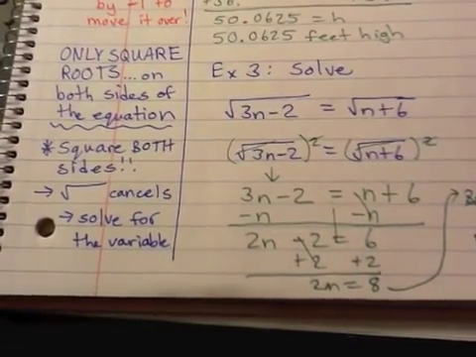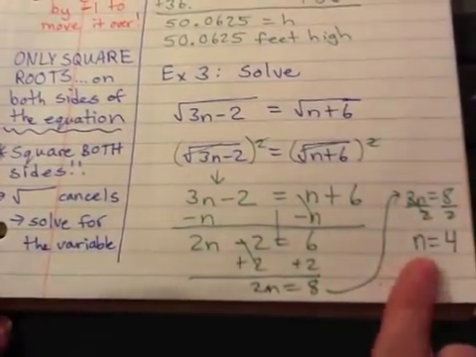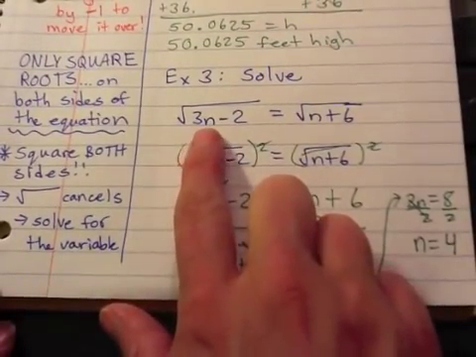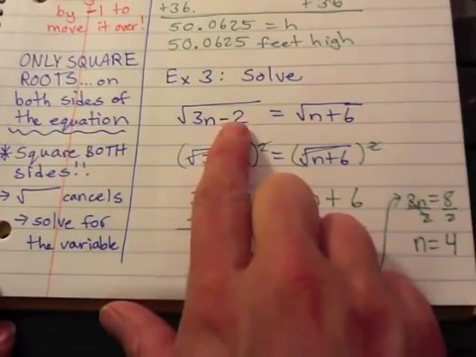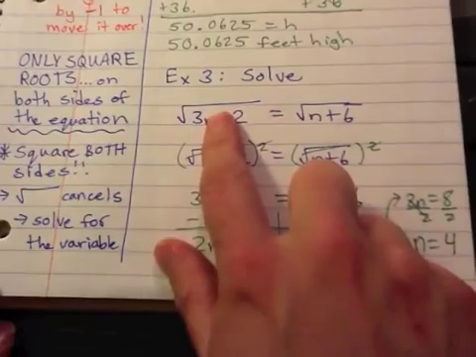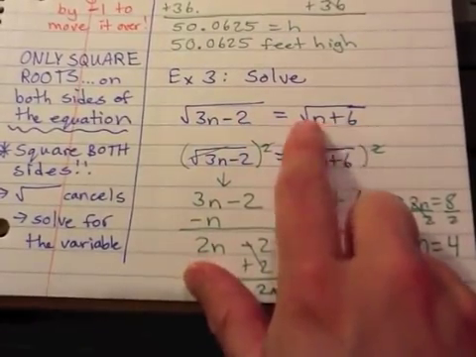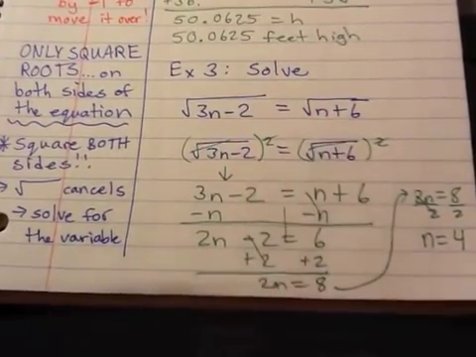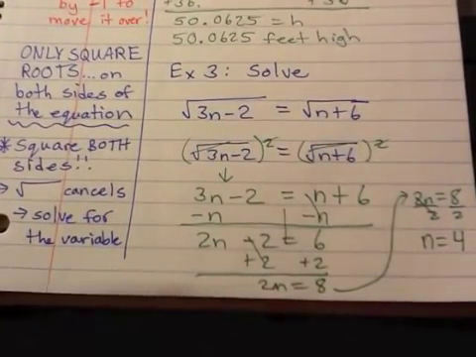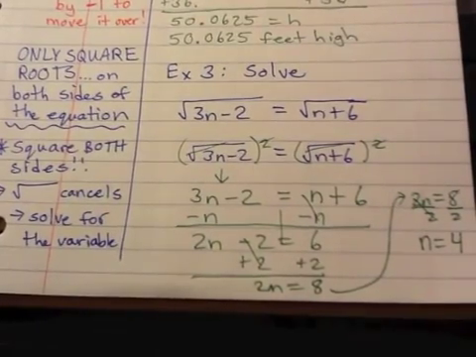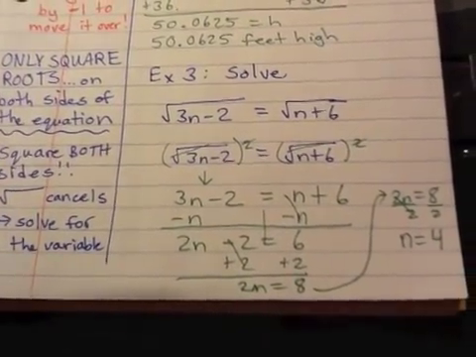Now, I need to actually go check that. I'm out of room on my notes, so let's just look at it mentally. 3 times 4 is 12. 12 minus 2 is 10. So I need this side to also be the square root of 10. 4 plus 6 is 10, and that was under square root, so the square root of 10 is equal to the square root of 10. And that's true. So that solution did work.